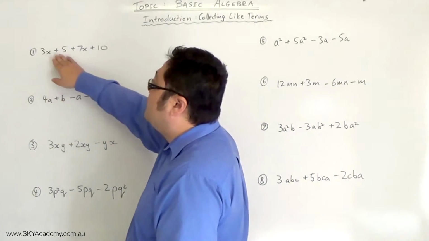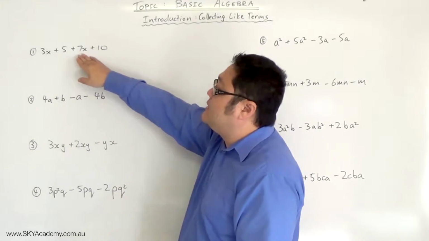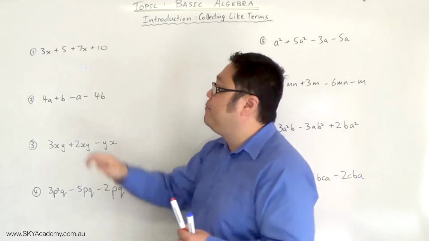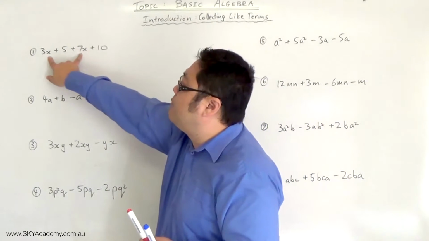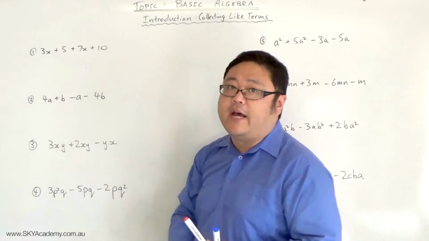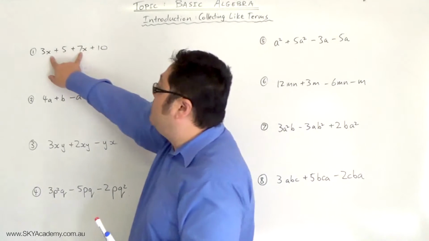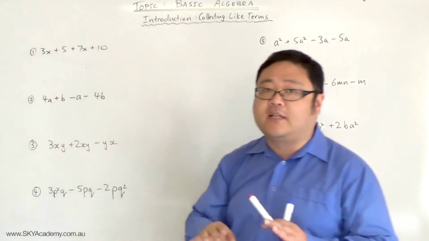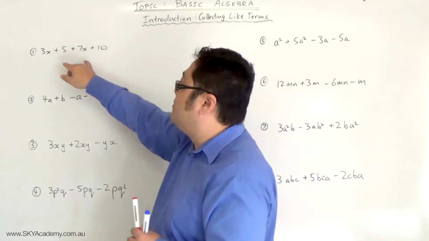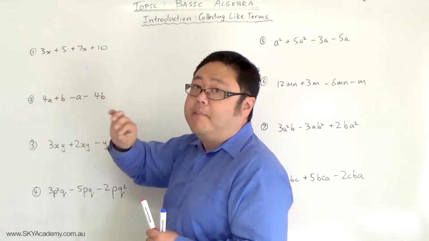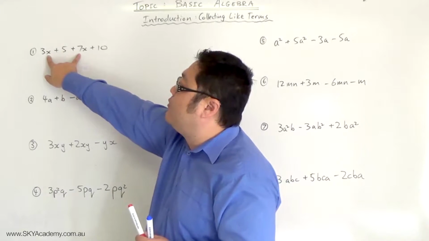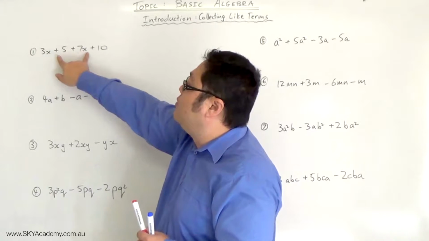You get 3x plus 5 plus 7x plus 10. Alright? So you can't add constants with pronumerals. You can't do that. You've got to collect pronumerals with pronumerals, constants with constants. And not only do you have to collect constants with constants and pronumerals with pronumerals, but you've got to make sure that the pronumerals end with the right pronumeral combinations.